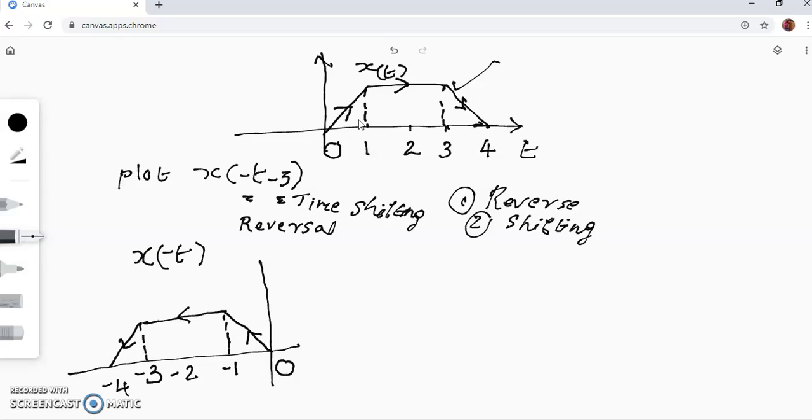So we have obtained x of minus t. Now you have to obtain x of minus t minus 3. That means you have to shift your signal now.